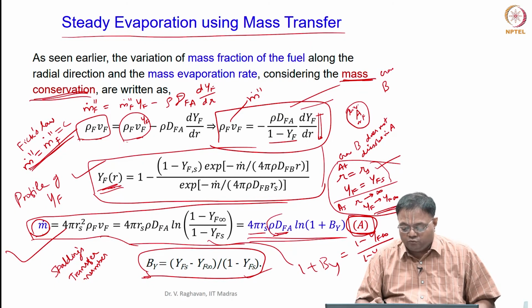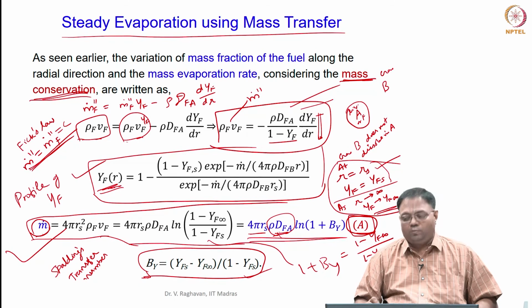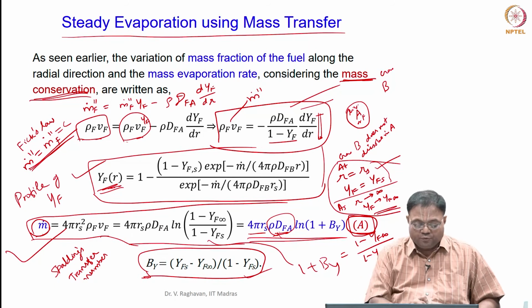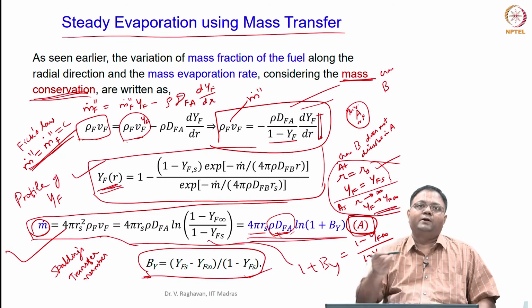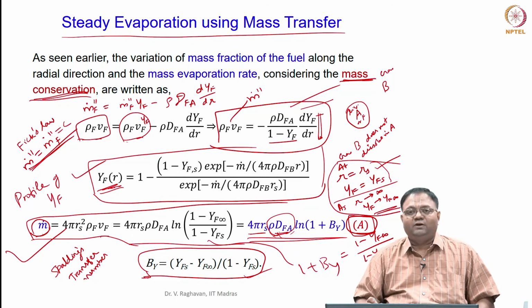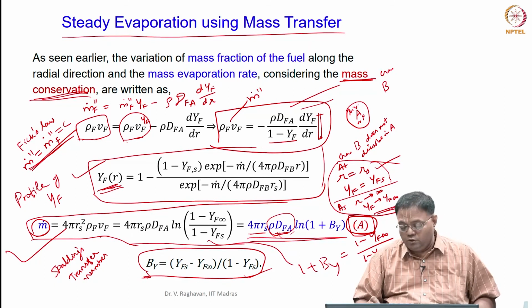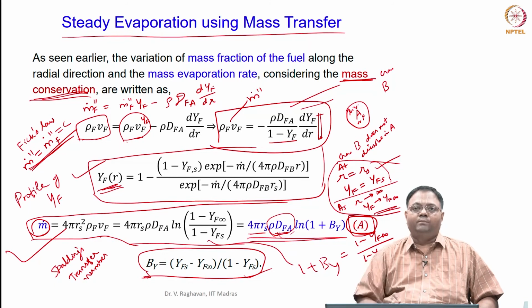The driving property in the mass transfer is rho into D. So 4 pi Rs, the driving force rho into D, into natural logarithm of 1 plus a transfer number, By. Here y represents the mass fraction of the fuel, so this is the mass transfer based transfer number. The mass evaporation rate is very simple: it is 4 pi Rs into a driving force, which is the property driving a particular transport process, the mass transfer rho D, into natural logarithm of 1 plus the transfer number.